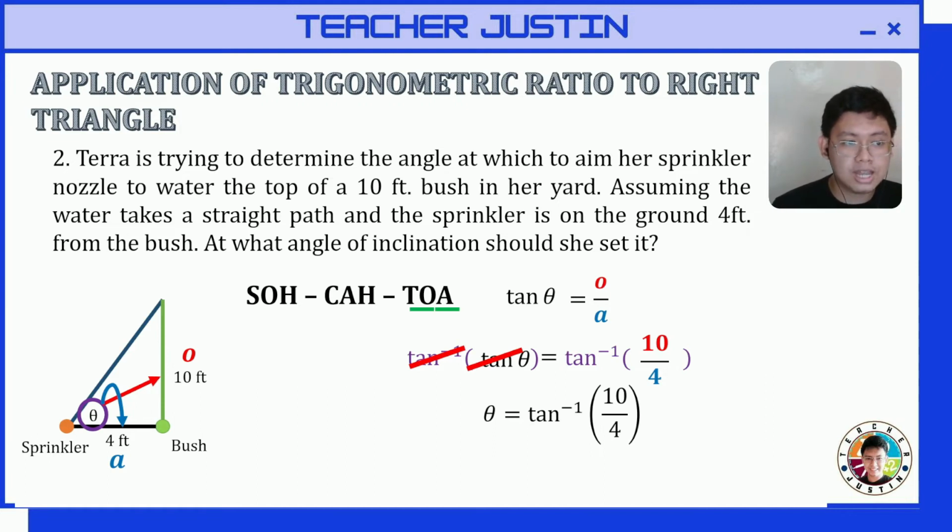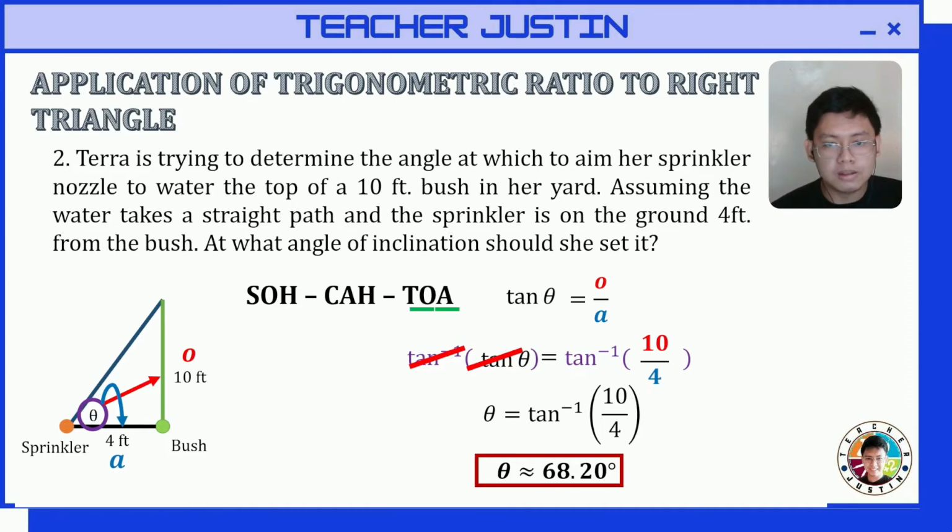Now, let's use our scientific calculator to compute for the missing angle. Arctangent 10 over 4 is equivalent to 68.20 degrees. So, that will be the angle of inclination that Terra should set in order for her to reach the top of a 10 feet bush. And that will be our final answer.